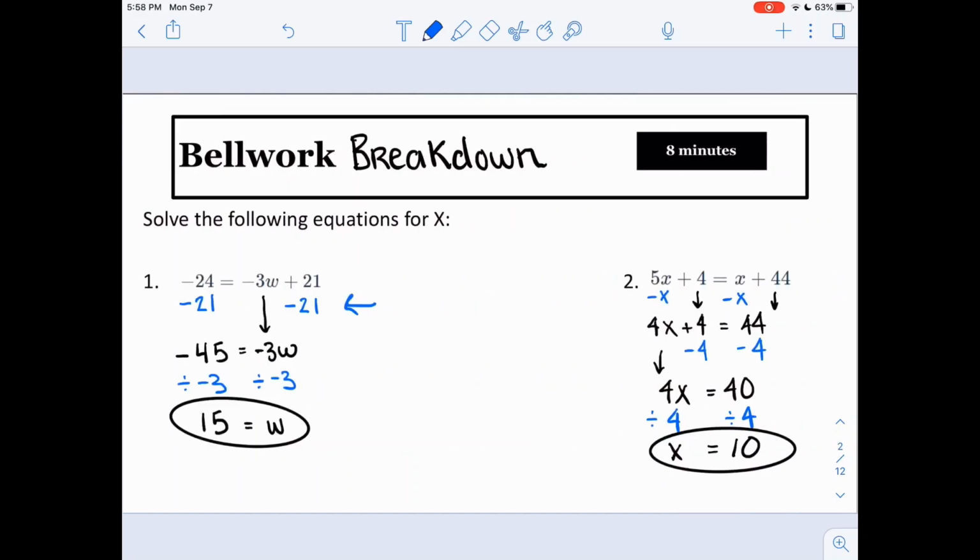For problem 1, you should have begun by subtracting 21 from both sides and then divided both sides by 3. A negative divided by a negative would get you a positive number.